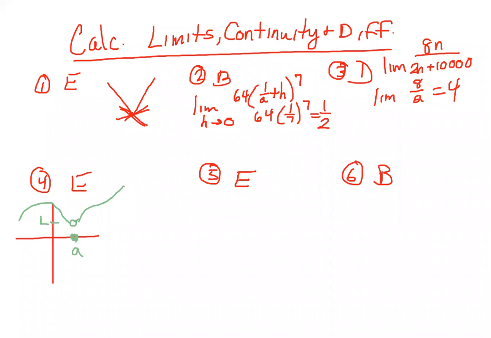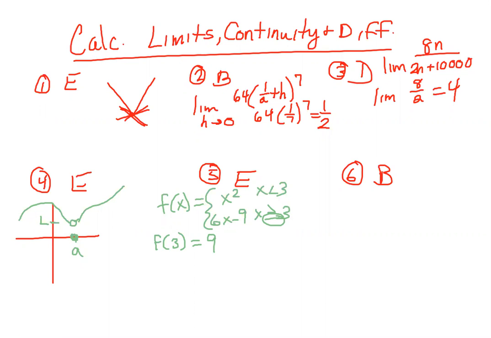Number 5. It's asking about the function being defined, continuous, and differentiable. We've got f of x equals x squared for x less than 3, and 6x minus 9 for x greater than or equal to 3. Is it defined at x equals 3? Yes, it is, because of this right here. 6 times 3 is 18 minus 9 is 9. So f of 3 is 9. It's defined, so it's not A.